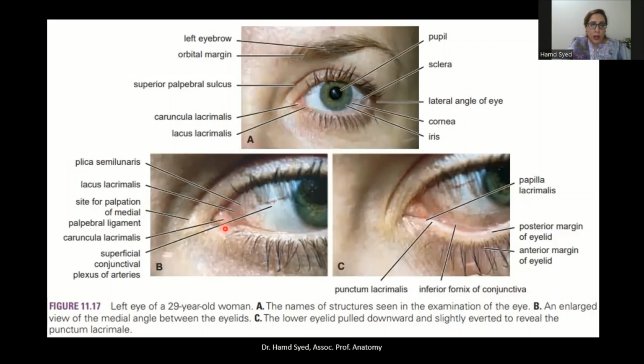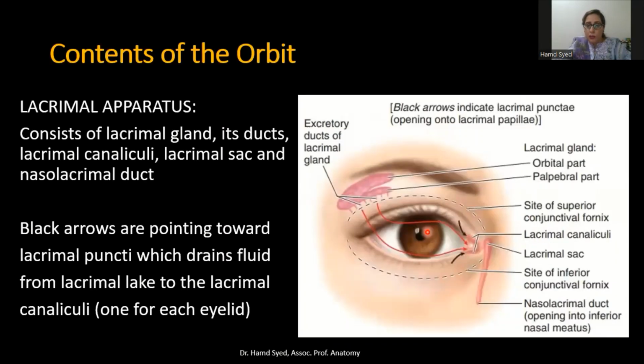Now, if we zoom in and look at the medial aspect of the eye, just on the medial aspect of this caruncula lacrimalis is a pinkish fold of mucous membrane, which is the plica semilunaris. Also, if we look at the medial aspect with the lower eyelid pulled downwards, we can see this depression, which is the punctum lacrimalis, present on the elevated area, that is the papilla lacrimalis. Now, this punctum is the site of the drainage of fluid from the eyeball, which we will be talking about a little later in the further slides.